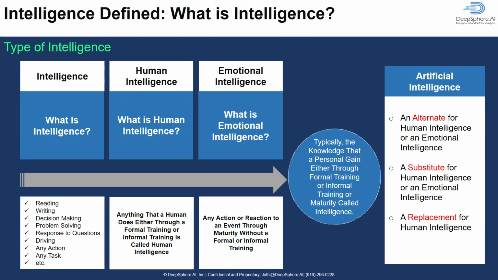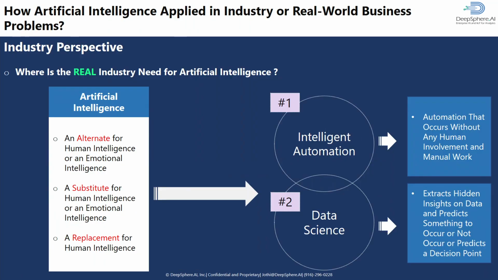That could be a human intelligence, or it could be an emotional intelligence. That is the goal, correct? Find an alternate. If there is no alternate, a substitute. If no substitute, a replacement. It's fine for that, correct? All right, now let's come to the artificial intelligence part.